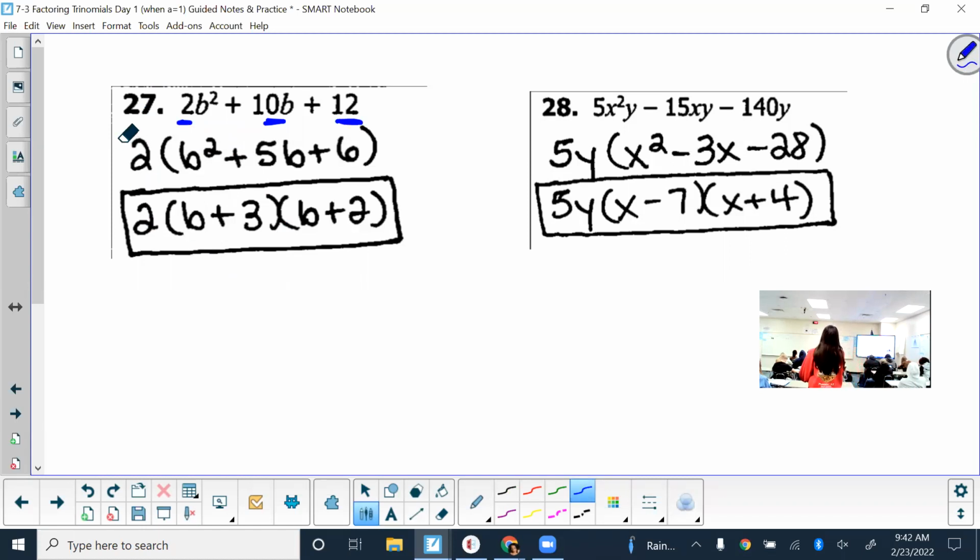All right, now I didn't box that up and say that that's my answer because the parentheses can be factored more. It's a trinomial. It has a leading coefficient of 1 so that you can use your diamond method on. So set up your diamond. It should look something like this. What numbers multiply to 6 but add to 5? Good. And they're both positive in this example. So that's why it's plus 3 and plus 2. Questions on 27?